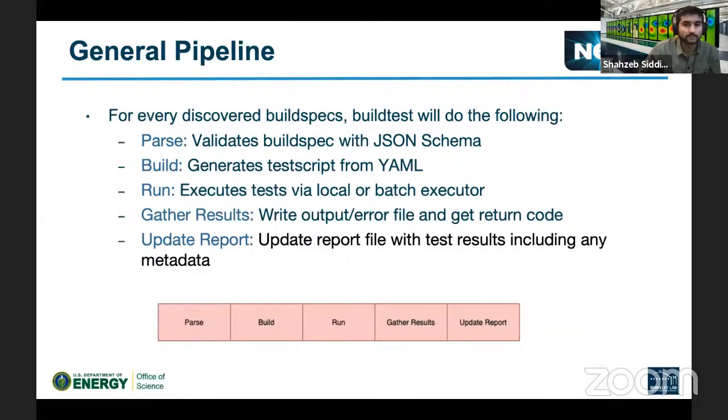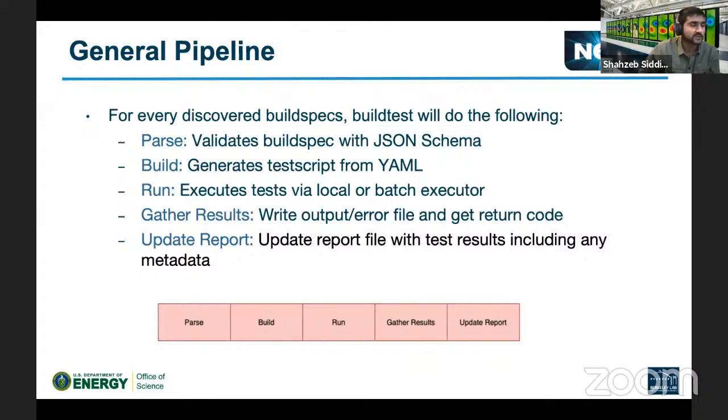So we'll talk about the pipeline. For every discovered build spec in Buildtest, we go through this 5-stage pipeline. The first is we parse the build specs with the JSON schema, and this includes basically just a validation of the file itself before we actually build the test. During the build phase, we take the script and the YAML file and generate a valid shell script. And then we finally run the test via what's called executors.